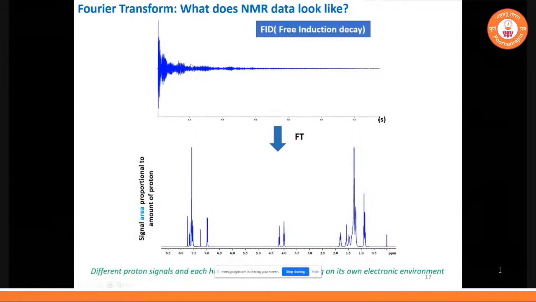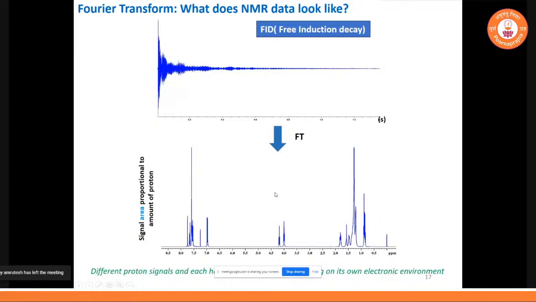So this is your NMR signal, which we call in NMR the FID. That means free induction decay. It will not be continuous. As a function of time, it will decay. Now, this is time domain data. If you Fourier transform it, we'll get frequencies at discrete intervals. So that's the beauty of Fourier transform.